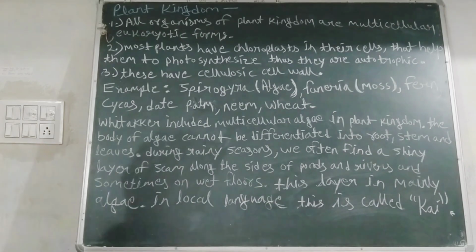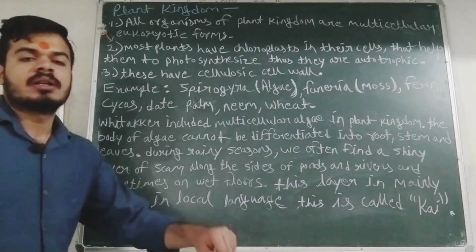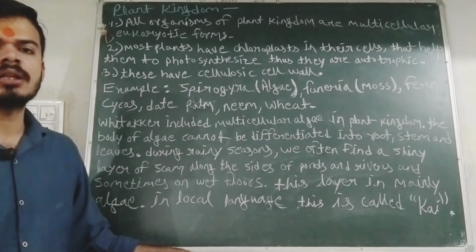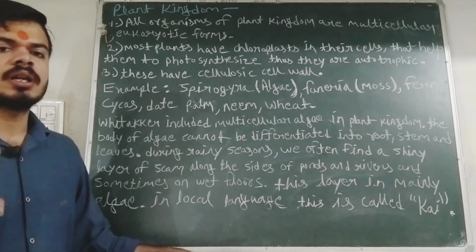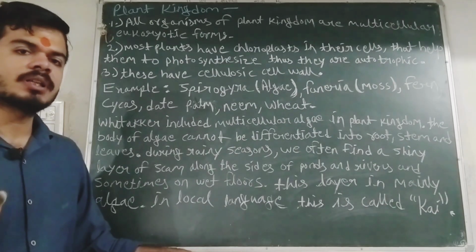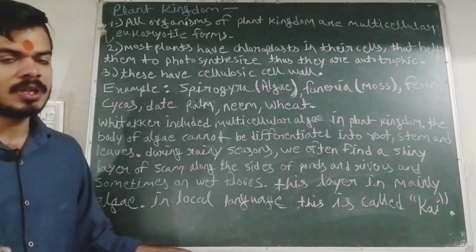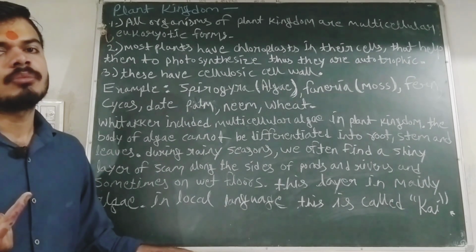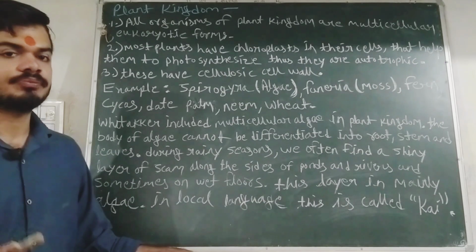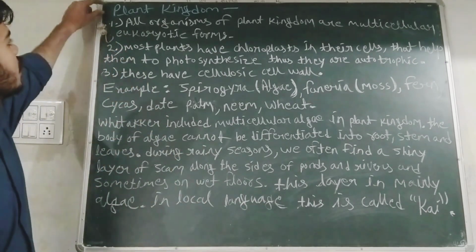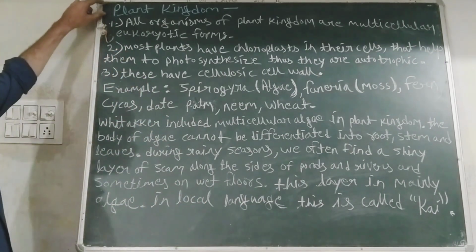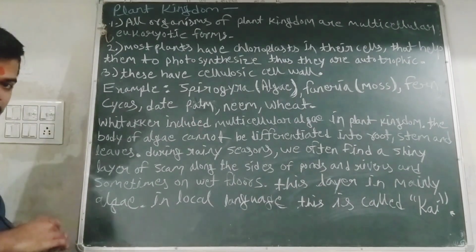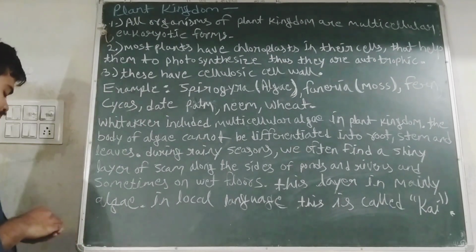Students, yesterday we studied that Whittaker divided all the organisms on the earth into 5 kingdoms: kingdom Monera, kingdom Protista, kingdom Fungi, kingdom Plantae, kingdom Animalia. Yesterday we studied kingdom Monera, kingdom Protista and kingdom Fungi. And now this is the kingdom Plantae, the plant kingdom. We will study the properties of the plant kingdom.